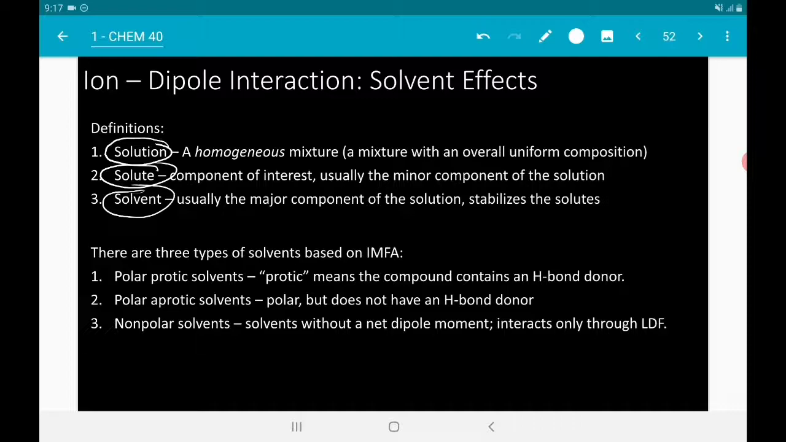Okay, so solvent-wise, we have three types of solvents. Polar protic solvents. So kapag polar protic, ibig sabihin meron siyang H-bond donor. So example nun, water. Okay? Polar aprotic solvents, siya yung compound or siya yung solvent na polar pero walang H-bond donor. Does not have an H-bond donor. So ang example nito ay acetone or formaldehyde. Basta meron siyang O, meron siyang N or F, pero wala siyang OH bond, wala rin siyang NH bond, wala rin siyang FH bond. Non-polar, this is obvious, so wala siyang net dipole moment. Okay?